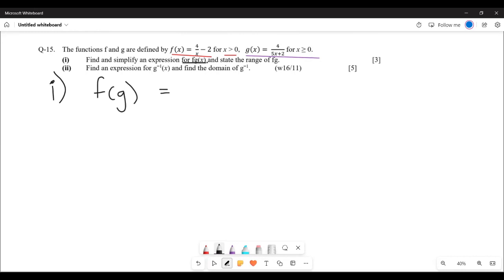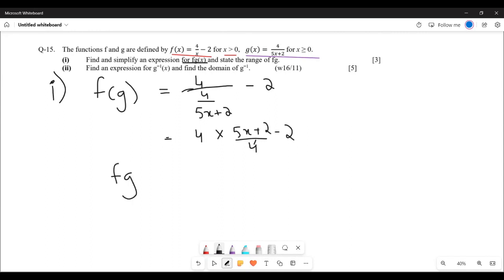Yes. For fg, what you do is substitute the value of g in x of f. So 4 over, 4 upon 5x plus 2, minus 2. So that would be 4 times (5x plus 2) divided by 4, minus 2. That is just giving us 5x. So fg is 5x.